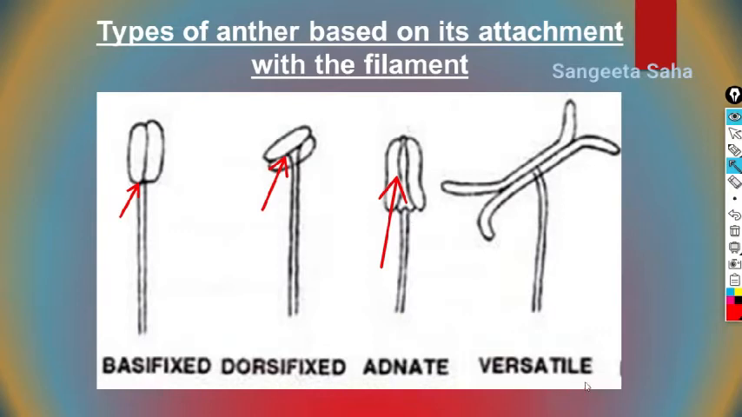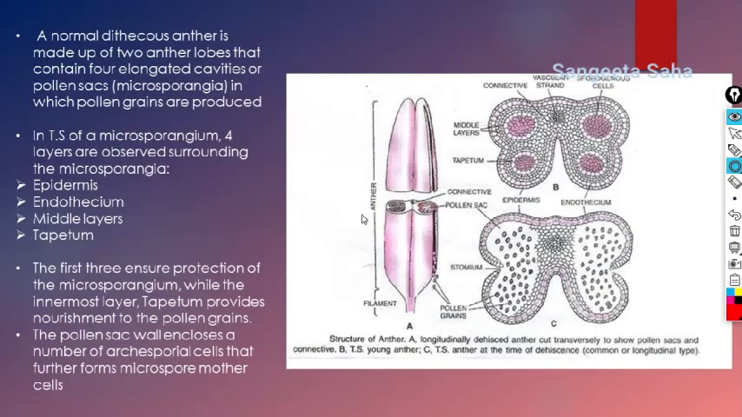And in another special type of anther, the versatile anther, you can see that the filament is attached to the dorsal side of the anther, but it is loosely attached and swings very easily. This is found generally in anemophilous flowers.